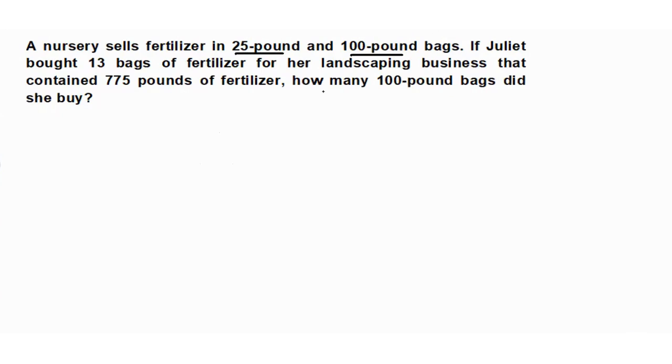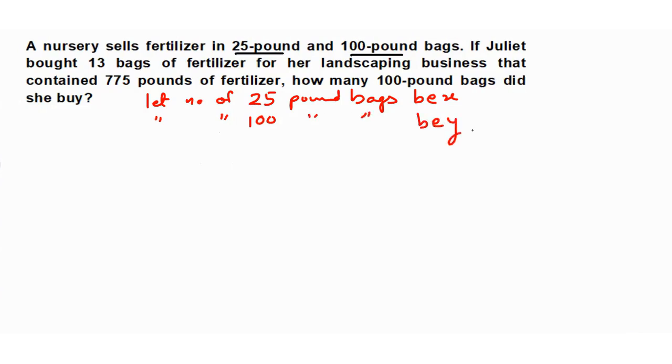So we'll have to assume that as something. So we can do let the number of 25 pound bags be x. In the same way, we'll let the number of 100-pound bags be y. Now she's saying in total she bought 13 bags. So 25 pound bags x plus the number of 100 pound bags y, in total, are going to be equal to 13.